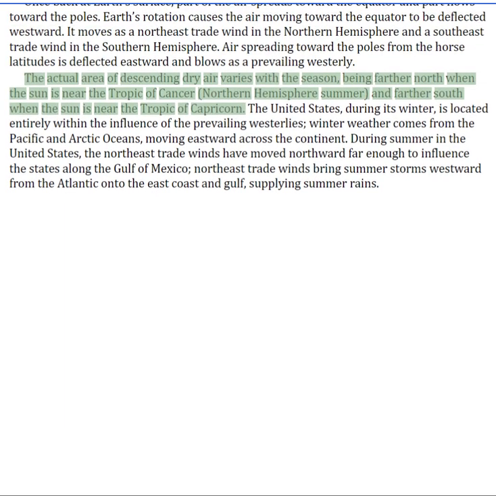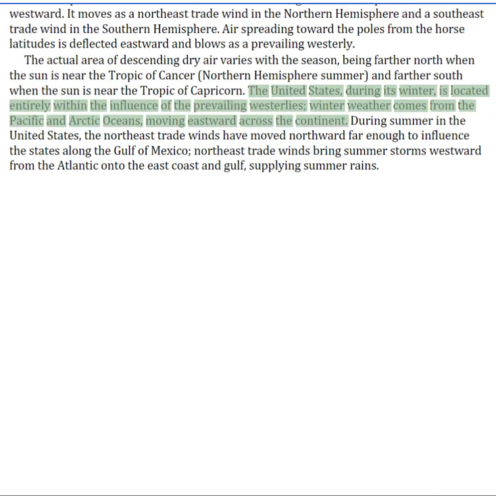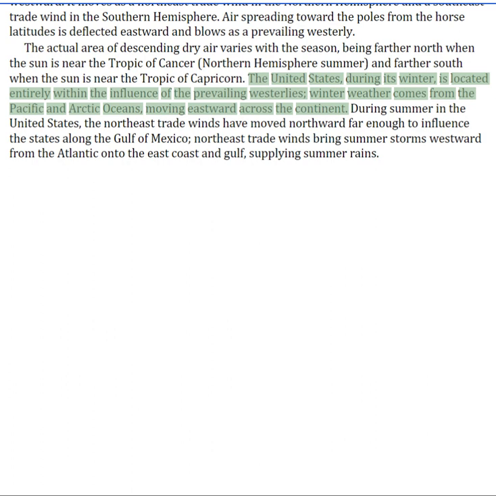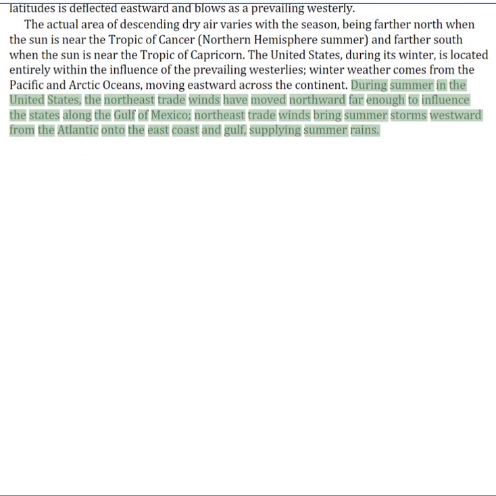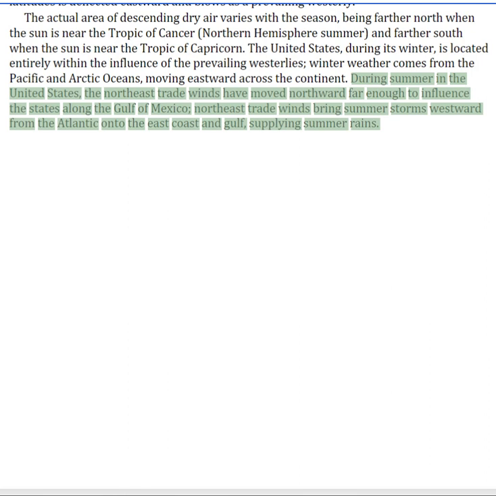The actual area of descending dry air varies with the season, being farther north when the sun is near the Tropic of Cancer and farther south when the sun is near the Tropic of Capricorn. The United States, during its winter, is located entirely within the influence of the prevailing westerlies. Winter weather comes from the Pacific and Arctic Oceans, moving eastward across the continent. During summer in the United States, the northeast trade winds have moved northward far enough to influence the states along the Gulf of Mexico. Northeast trade winds bring summer storms westward from the Atlantic onto the east coast and Gulf, supplying summer rains.